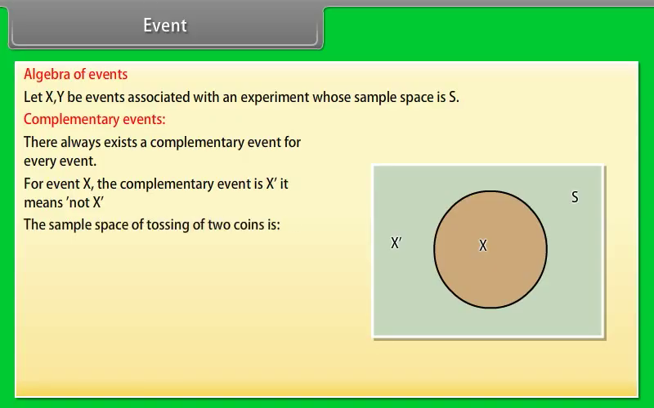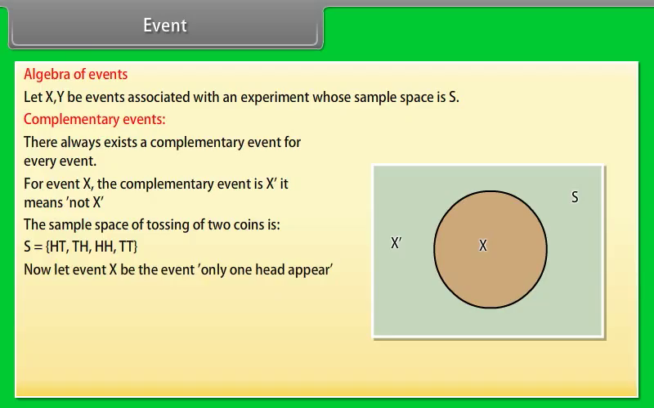The sample space of tossing of 2 coins is S is equal to {HT, TH, HH, TT}. Now let event X be the event that only one head appears. X is equal to {HT, TH}. The complementary event X dash is equal to {HH, TT}.